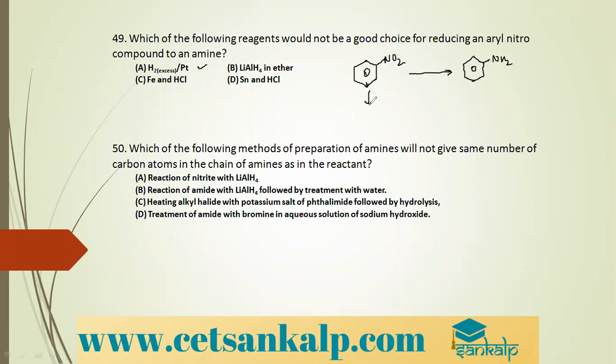I'll tell you. If you take lithium aluminium hydride in ether, very typical, what happens is you will get N double bond N again with C6H5. So you will get azo compounds. You will get an azo compound if you take lithium aluminium hydride. Iron in HCl, yes, you will get NH2. So here we will not get the amine. So this is the correct option.